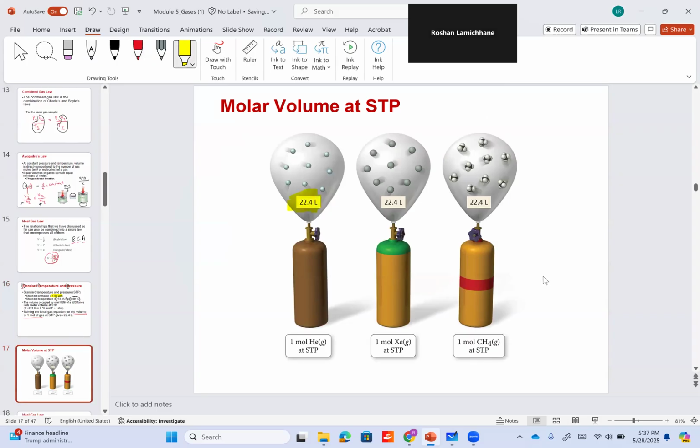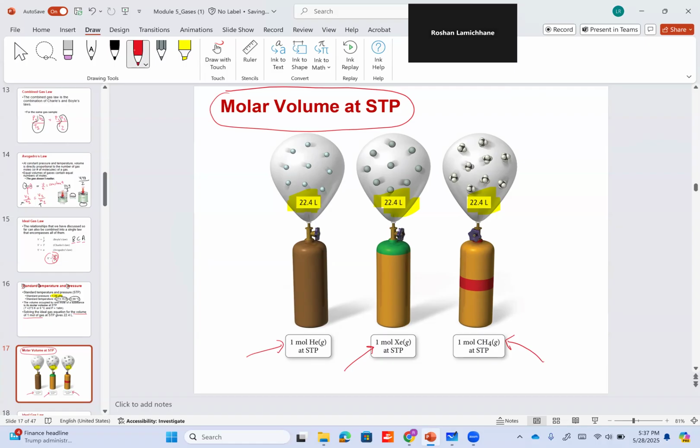22.4 liters. For example, at STP, if I have 1 mole of helium, or 1 mole of xenon, or 1 mole of methane, CH4, they all will have a volume of 22.4 liters. And that's called the molar volume at STP. Now, how do we come up with this?